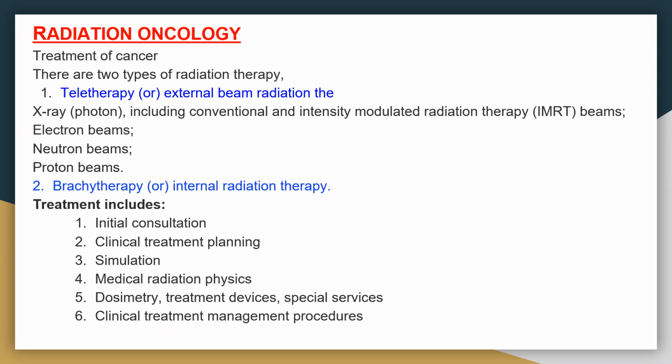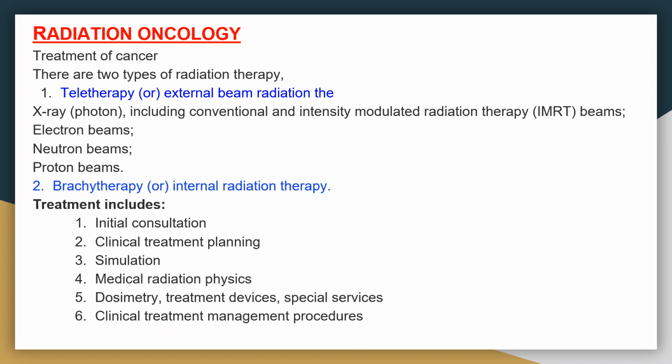One is external beam radiation, where the radiations are given from outside the body, and depending upon the source, it is from X-ray photon, electron beams, neutron beam, and proton beam. While brachytherapy is the internal radiation therapy, where the source is put inside the body, and through that the radiations are given out.